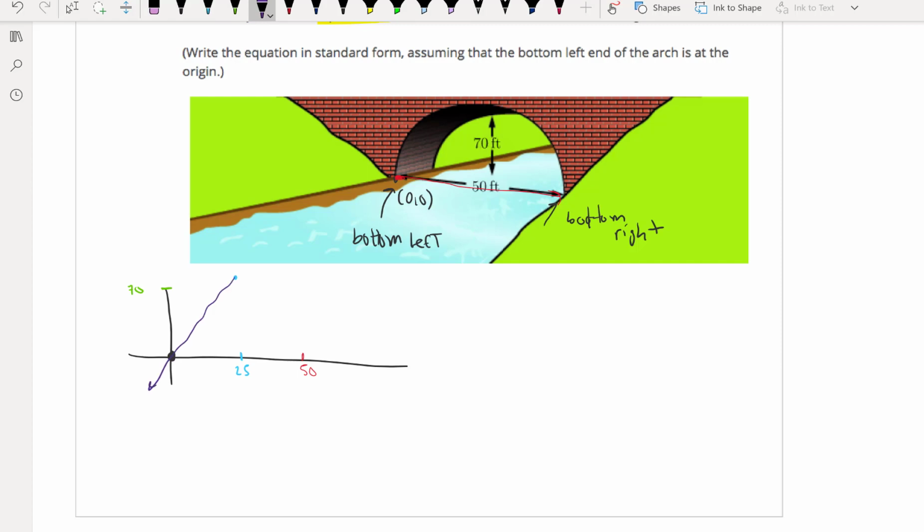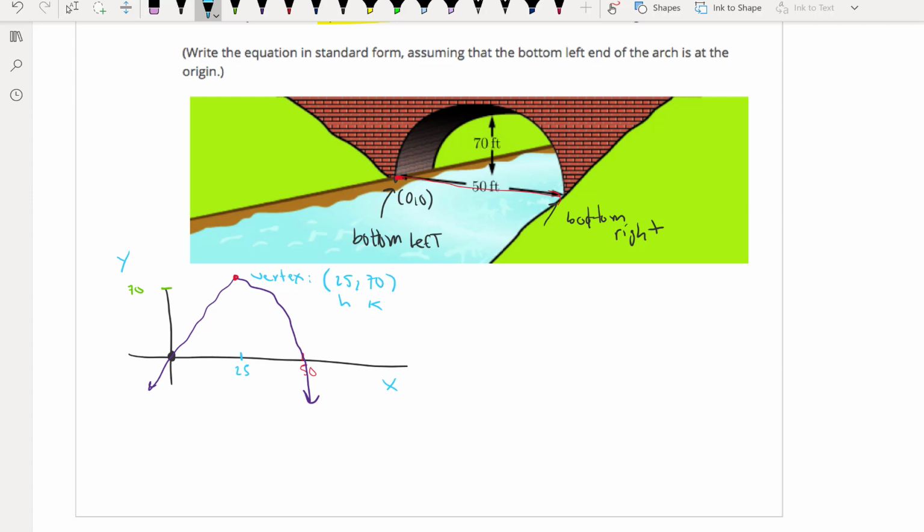And so my graph, you can think of it as going like this. So I can tell you what my vertex is going to be. My vertex is going to be 25, 70. Remember, it's my h and my k value. This is your x value. Here are your y values.